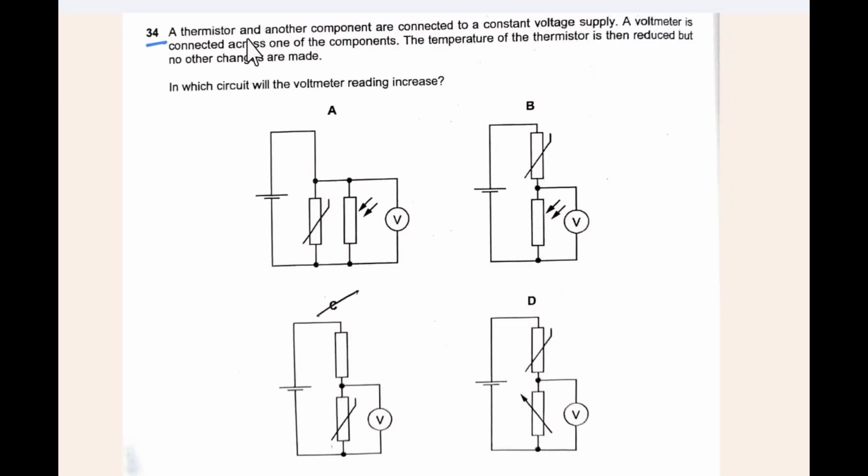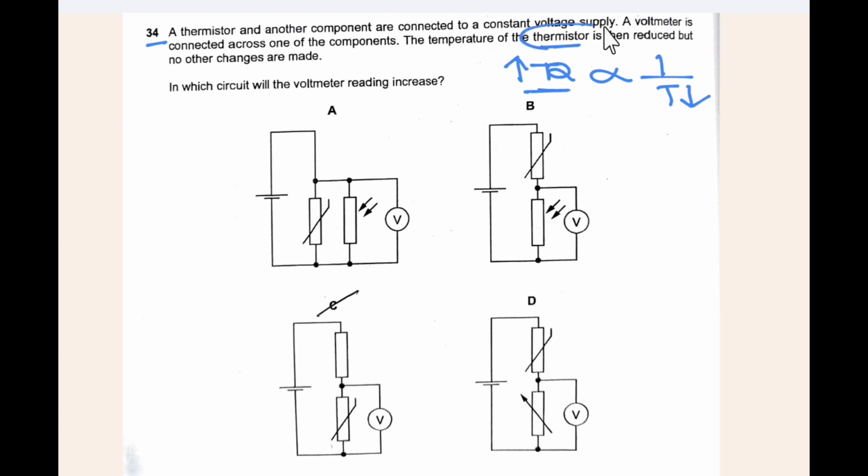Number 34. A thermistor and another component are connected to a constant voltage supply. The voltmeter is connected across one of the components. The temperature of the thermistor is then reduced and no other changes occur. For a thermistor, we know that resistance is inversely related to temperature, and as temperature is reduced, resistance must increase. So the resistance of the thermistor increases. In which circuit will the voltmeter reading increase?